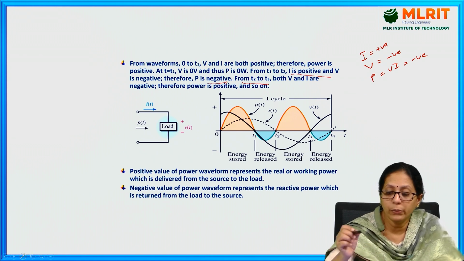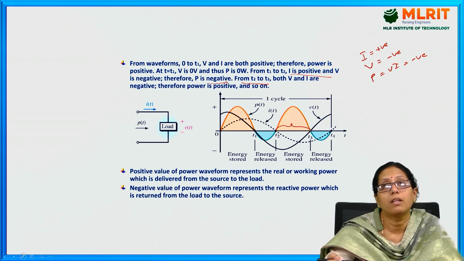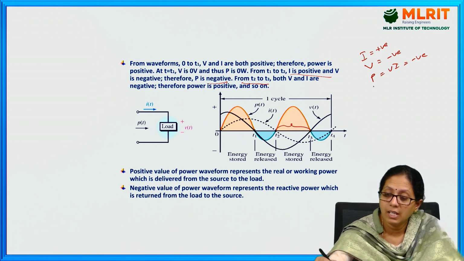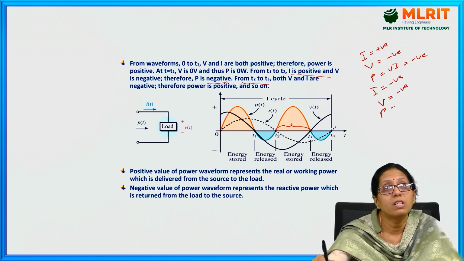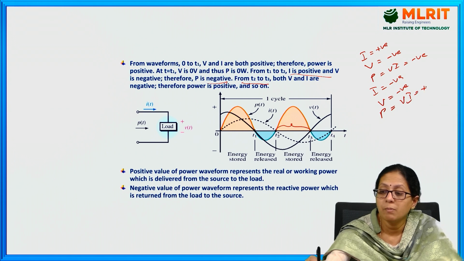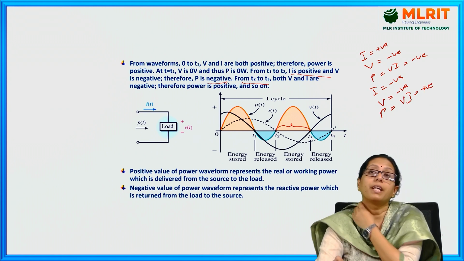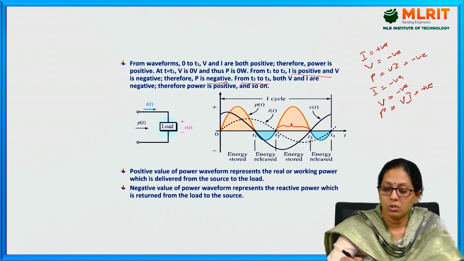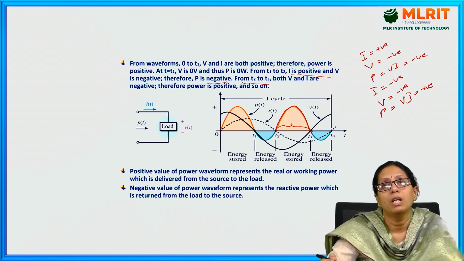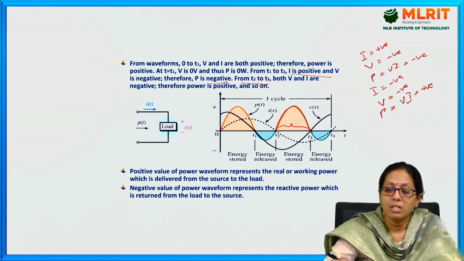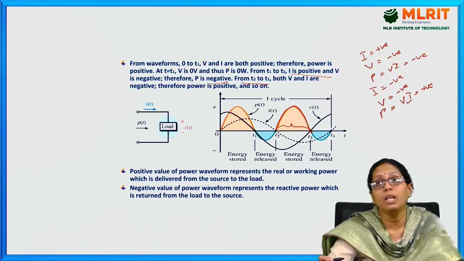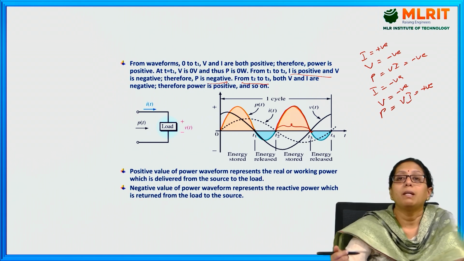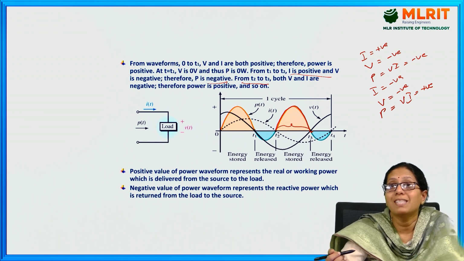From T2 to T3, that means from this part to this part, you can see current is negative, voltage is also negative. So power is equal to V into I, that becomes positive. When both voltage and current are negative, the power becomes positive. So here you can see the positive picture of the power. So therefore the power is positive and so on. Based on the voltage and the current values, the power will be varying from the positive picture to the negative picture. So when the power is in the positive stage, you will call it as energy stored.